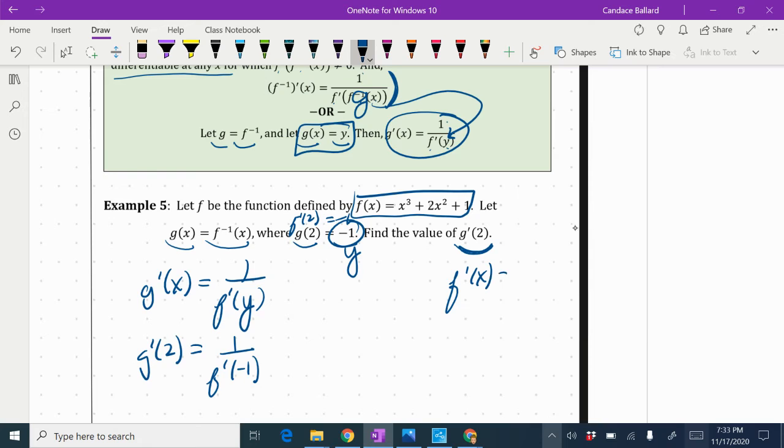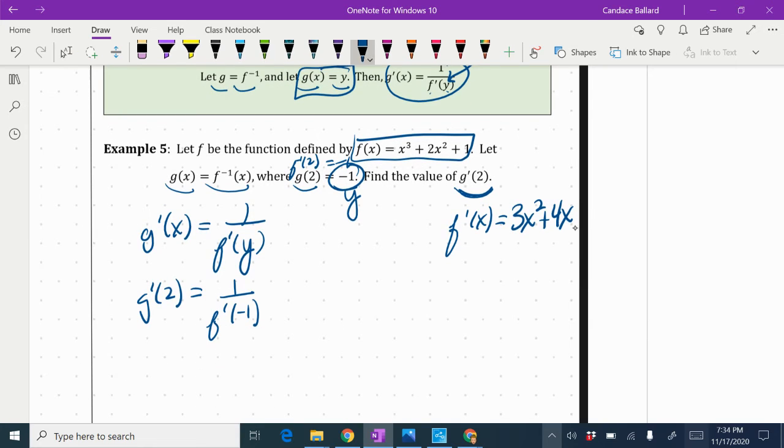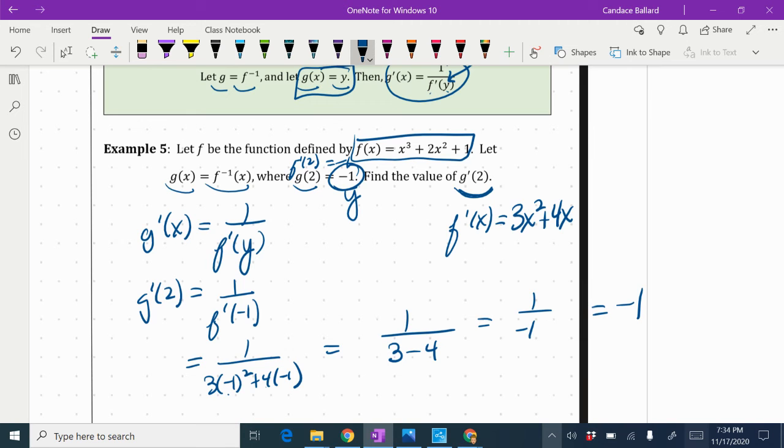So f prime of x equals 3x squared plus 4x, and the derivative of 1 is 0. So I'm going to plug the -1 into that. So 1 over 3 times -1 squared plus 4 times -1, which is going to be 1 over, -1 squared is 1 times 3, and then 4 times -1 is -4. So we've got 1 over -1, which is going to be -1.